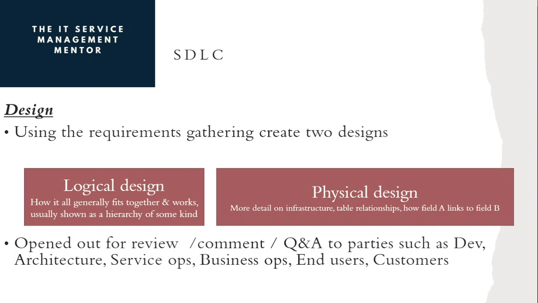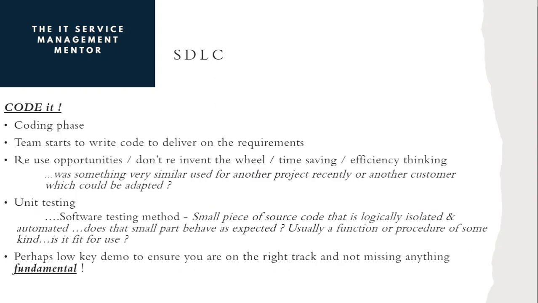So you would include your architecture team, your service operations, your dev team, business ops, customers and end users. And then you've got to code it. So this is a coding stage. The team starts to write the code and to deliver on those requirements. Really important to look for reuse opportunities. Don't try and reinvent the wheel. It's already been done. Look for time-saving ideas.